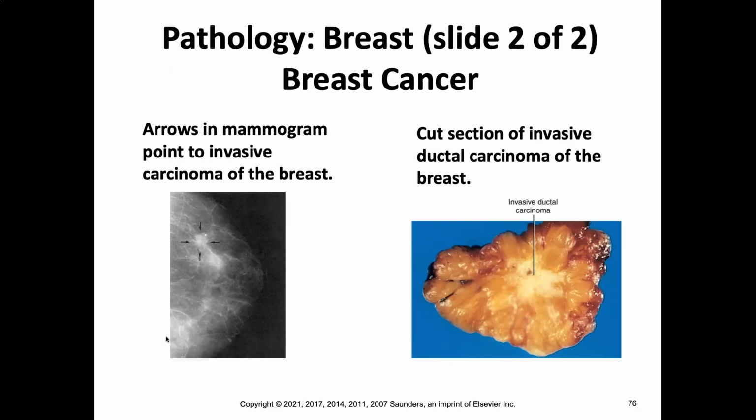This is an example of a mammogram on the left showing an abnormality. And that abnormality is invasive carcinoma of the breast. And the next slide is an example of invasive ductal carcinoma after it's been removed.